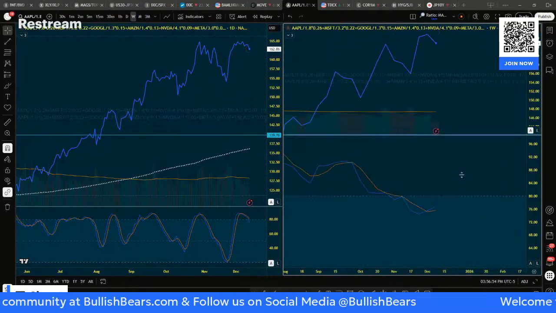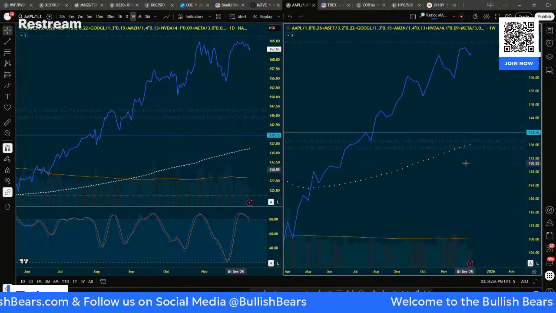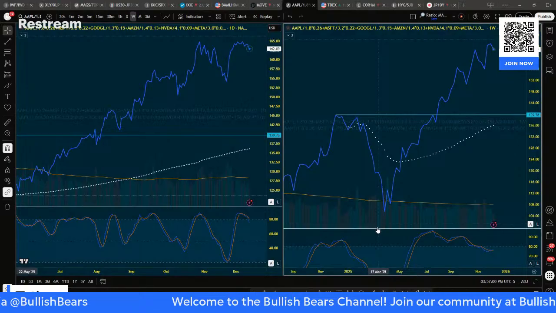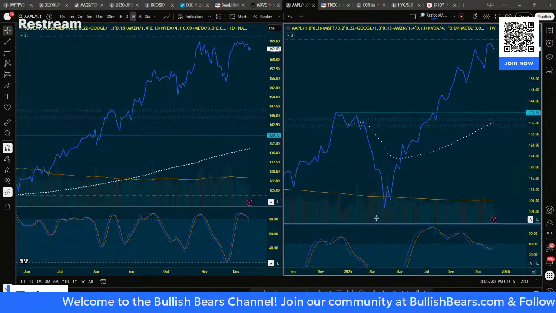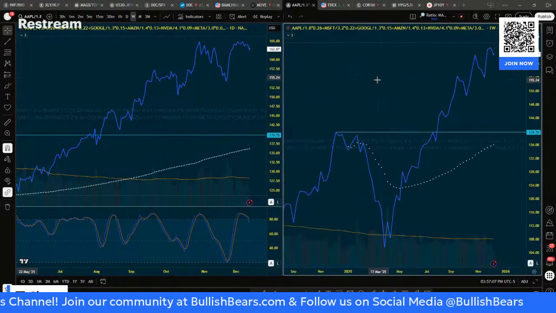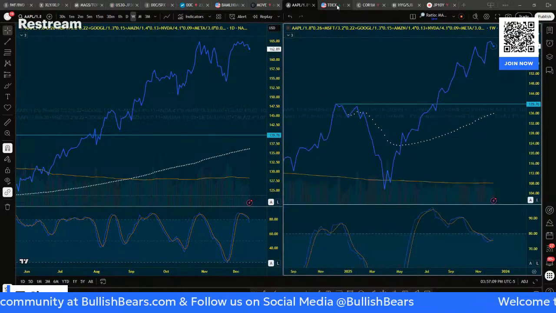So this is telling us don't short the Mag 7 just because they're underperforming. Doesn't mean they're a short. It just means that the broader market can't rely on them for a rally. We're going to have to rally for some other reason.